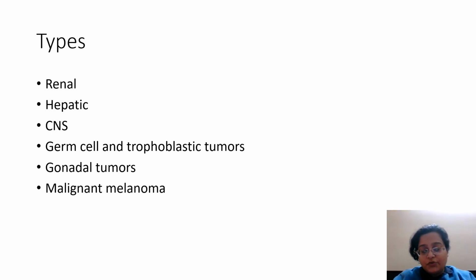Hepatic tumors, hepatoblastomas, are quite common. Vascular hepatic tumors are also common. In the CNS, medulloblastoma, small round blue cell tumors, AT/RTs, that is atypical teratoid rhabdoid tumors, you do get in the pediatric population. Germ cell and trophoblastic tumors are among the most common tumors which you come across in the adolescent age group, in young adults, and in the pediatric population. If we go beyond the small round blue cell tumors, malignant melanoma is of course rare.